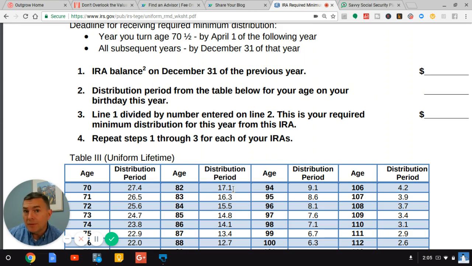But I can hear you saying right now, but Josh, my account is only worth $160,000 today because the market fell 20%. Doesn't matter. All that matters is the account balance at the end of the previous tax year, December 31st of the previous year. It doesn't matter if your account went up to $1 million or went down to $10.